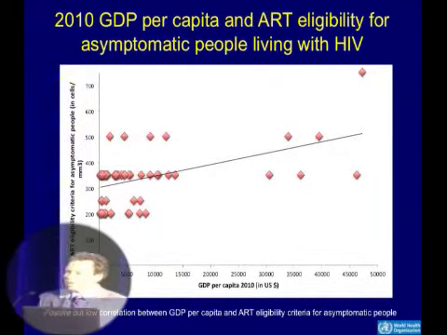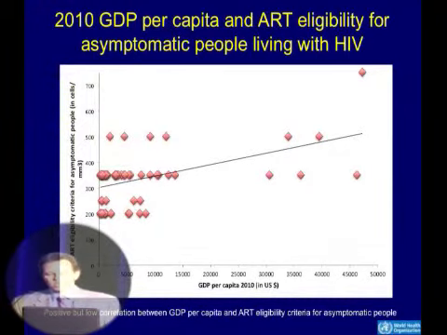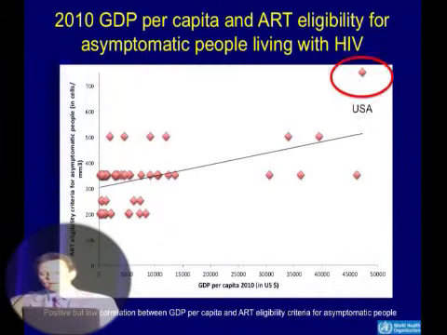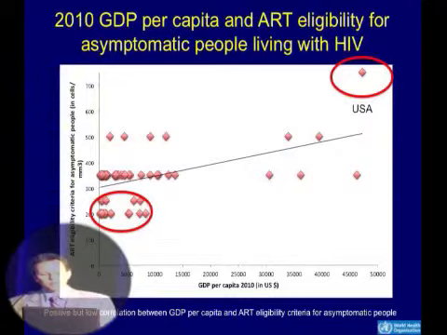So we thought that it was interesting to take a look at this in terms of GDP. And this was not surprising to us that you see a correlation. So up in the upper right-hand corner, you see the United States, which has gone to everybody irrespective of CD4 count. And down here, you see a number of countries that are still at 200 or less than 250. And there's a slight correlation, more GDP, higher eligibility criteria, or easier access, as it were, using CD4 counts.